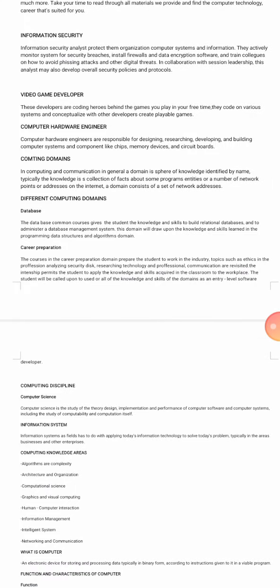Different computing domains. Database. The database common courses give the students the knowledge and skills to build relational databases and to administer a database management system. These domains will draw upon the knowledge and skills learned in the programming, data structures, and algorithms domain.